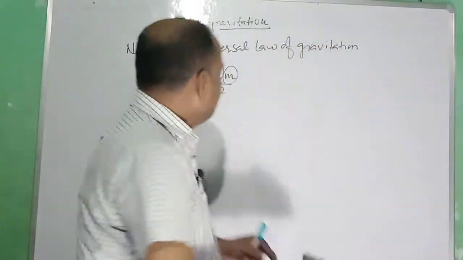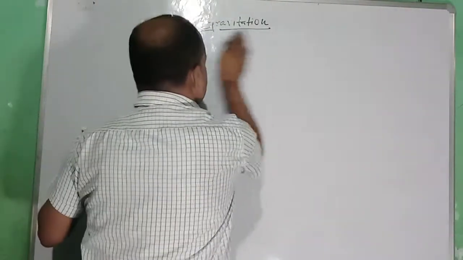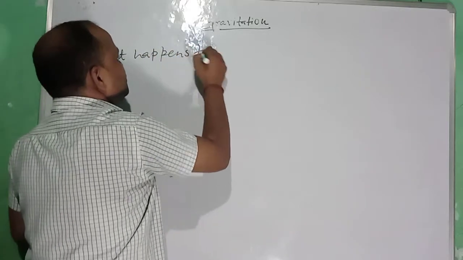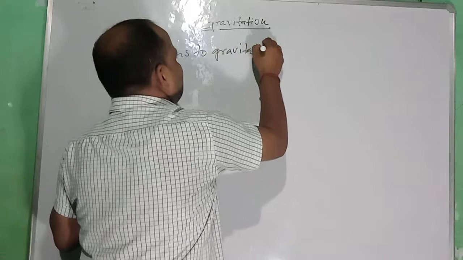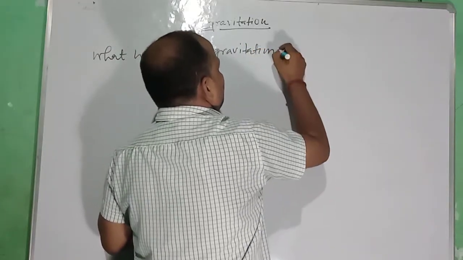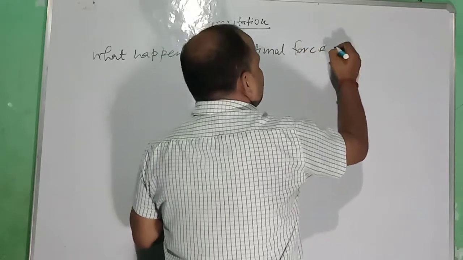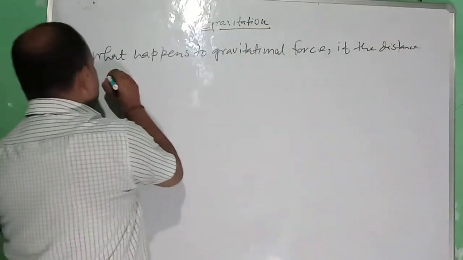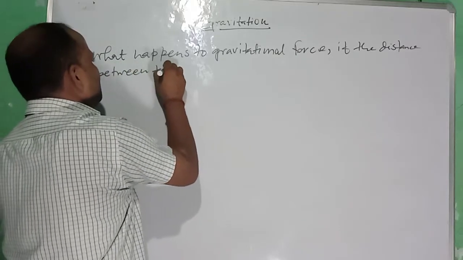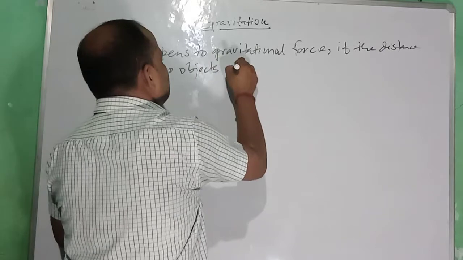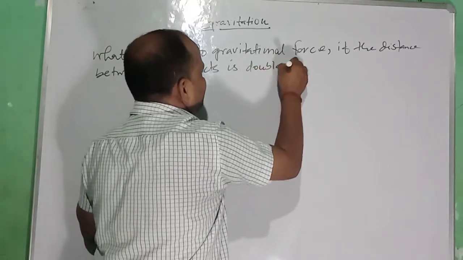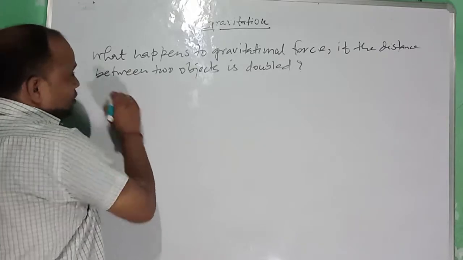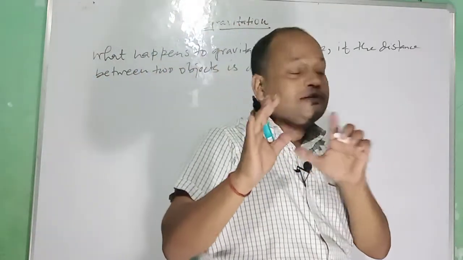Now let us see it. What happens to the gravitational force if the distance between two objects is doubled? Now, if the distance is doubled, there is no change in mass, it will remain the same.